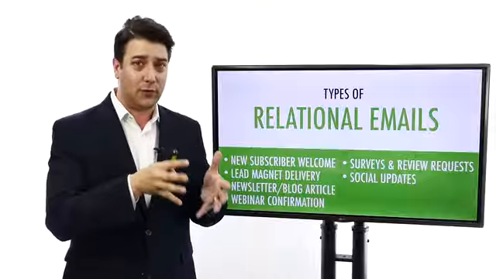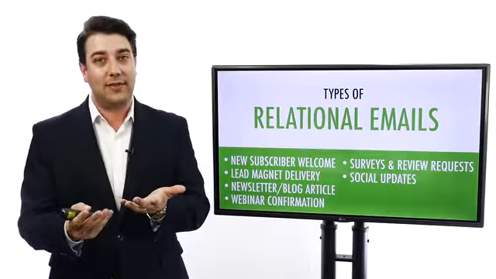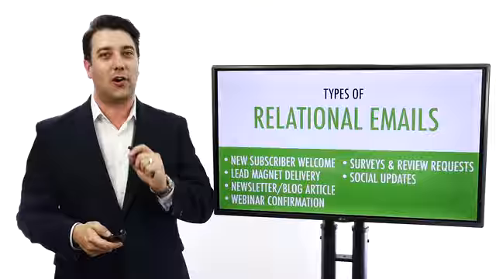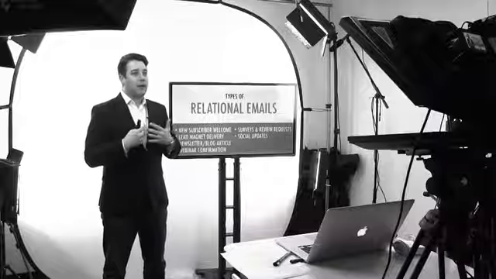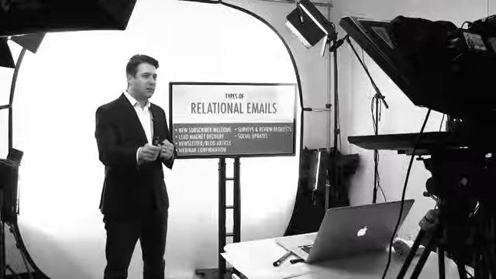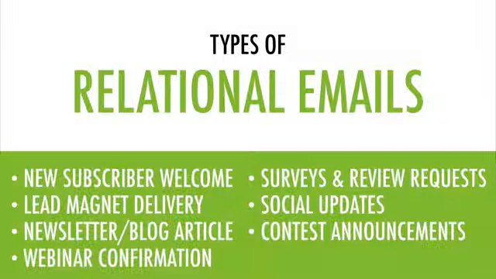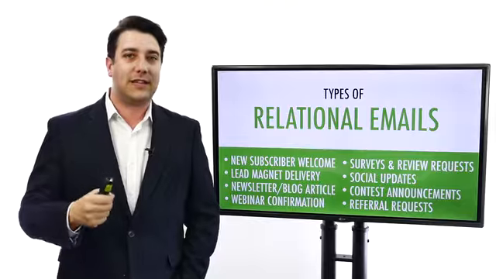So if you have an important social update, email your list, email your subscribers, email your database, and let them know about it. If you're excited about it, they should be excited about it. That's something you need to actually start thinking about now. Understand that you are an expert, you are an authority, and if your subscriber base needs to be excited about it, it's your job to tell them to be excited about it. Now, contests and announcements, another big relational email, keeping people engaged, referral requests, all examples of relational emails.